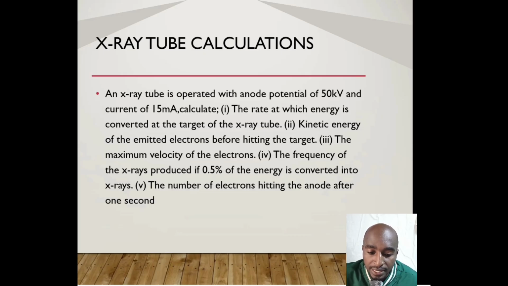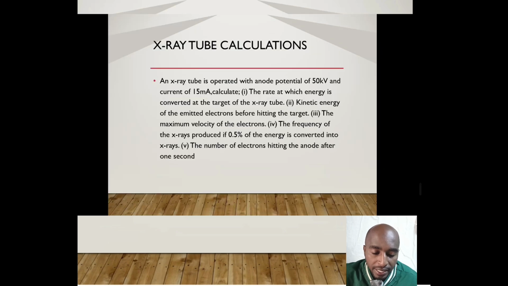The question is as follows. An X-ray tube is operated with a potential of 50 kilovolts. Like you can see, we have a current of 15 milliamperes, and then there is a set of questions that you're expected to answer. You can pause the video for a moment and copy this question so that we can do it together.